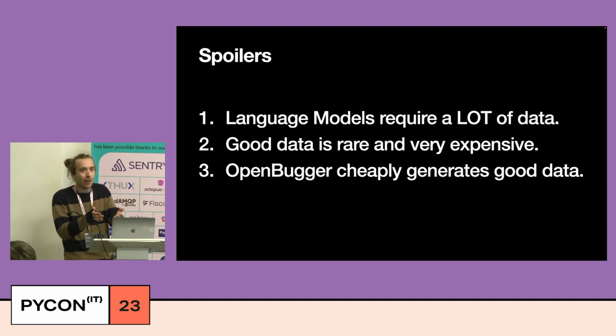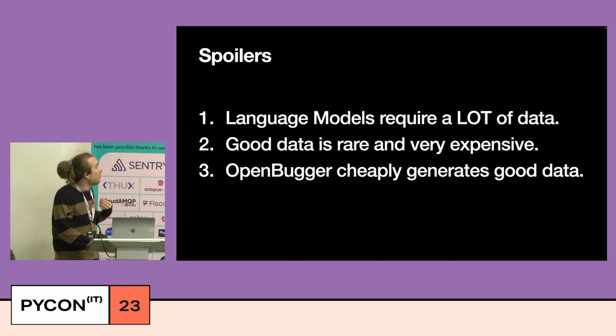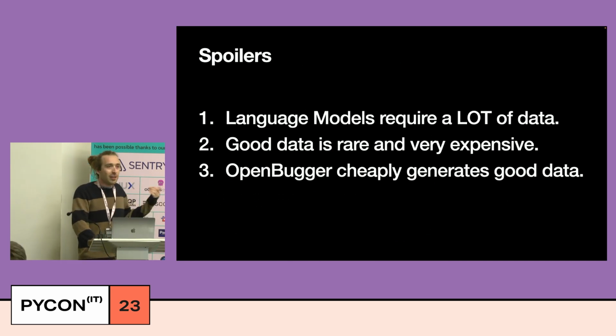If you want a Python developer, if you want top-tier consulting, Python consulting grade data, you need to pay 400 euros per hour for a top-tier consultant in San Francisco and so on. So the idea is, hopefully, I can persuade you that OpenBugger generates quite good data for very cheap.